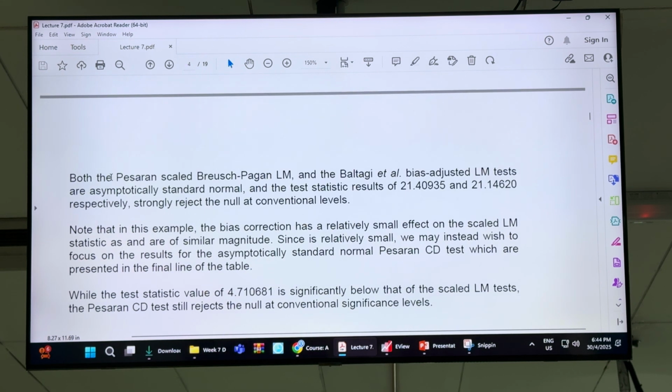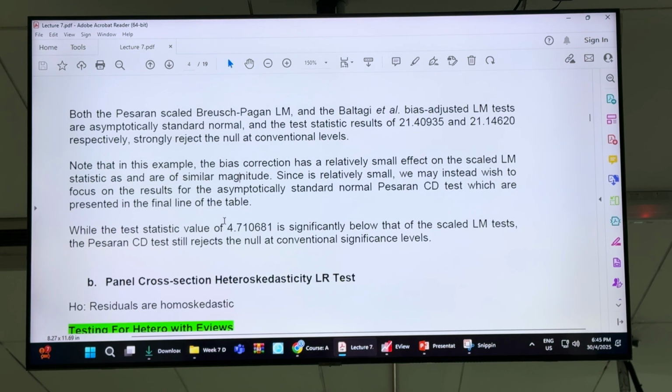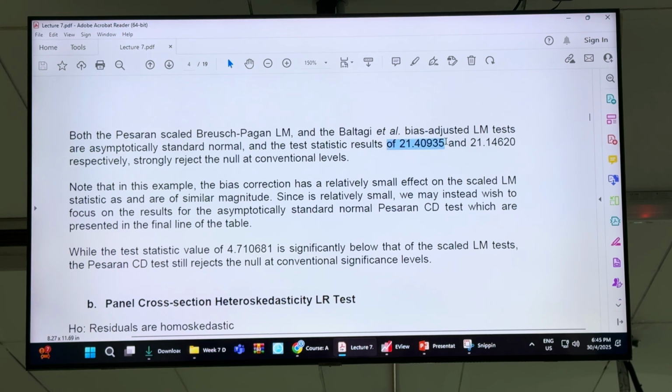We can also see that for the scaled version and also the Baltagi version, this one is a standard normal, so we also reject the null at the conventional level. Then we can see these two, 21.4 and 31.14. The test statistic is almost the same. So actually the bias correction proposed by Baltagi has a small effect on the scaled version.